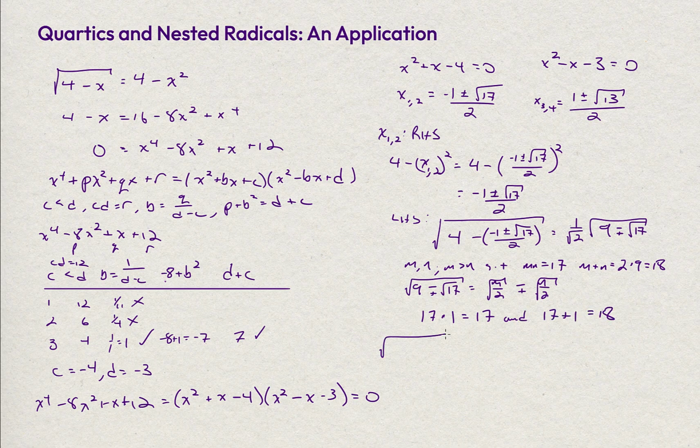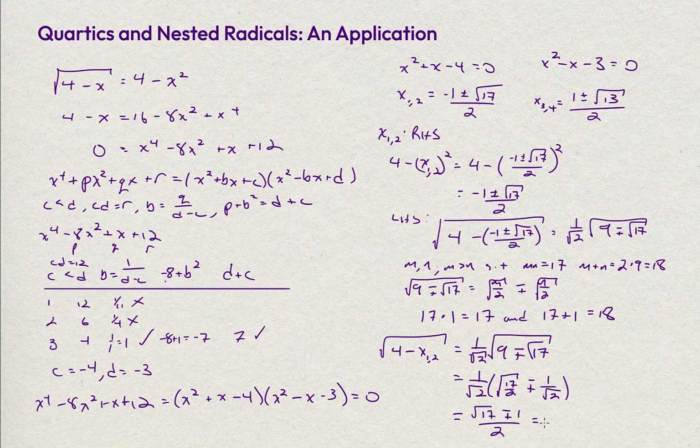So that means the square root of 4 minus x1 or x2 is 1 over square root of 2 times the square root of 9 minus or plus square root of 17, and that's equal to square root of 17 over 2 minus or plus the square root of 1 over 2, or 1 over square root of 2. And you can see that we can bring that square root of 2 back inside, and we have square root of 17 minus or plus 1 over 2. Or I'm going to rewrite this as minus or plus 1 plus the square root of 17 over 2.